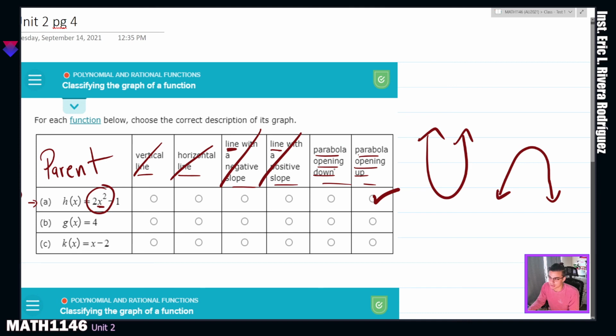So we discard this one because that parabola does not open down. And that's how we are going to do this type of exercise. Going to the next one.